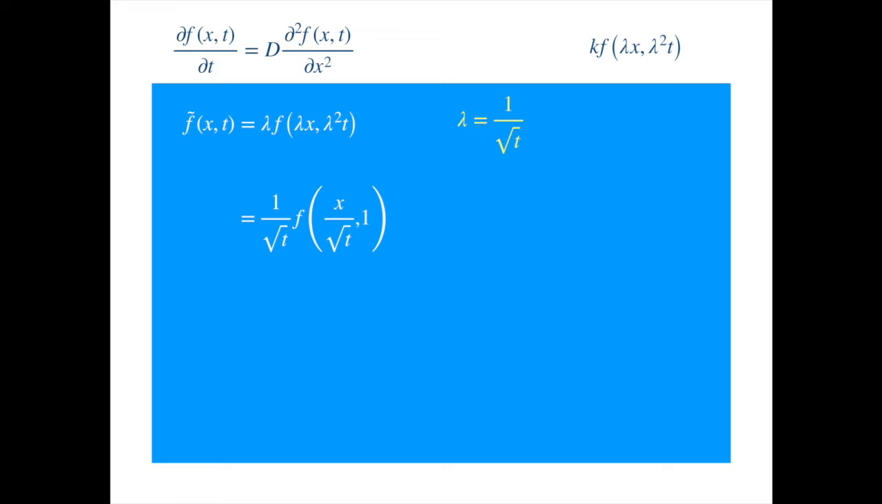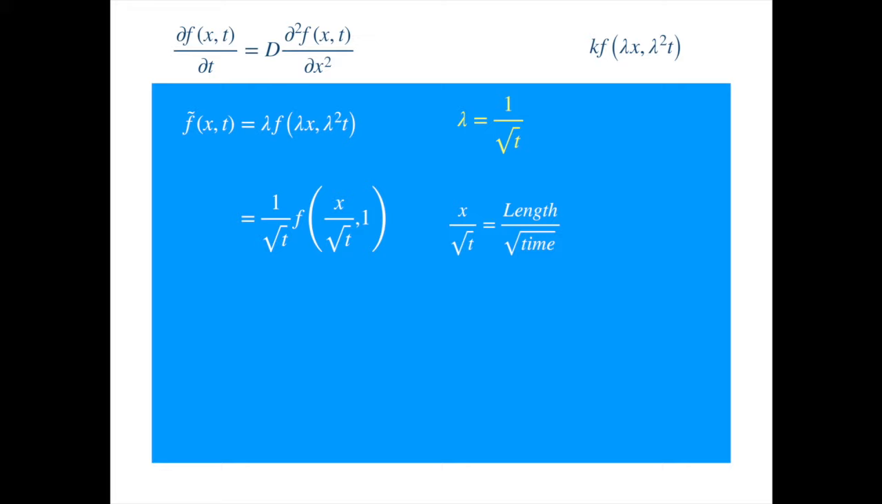But we want this function to be dimensionless so that it's independent of the system of units. We know the dimensions of x divided by square root of t is length divided by the square root of time. Remember, x represents the distance along the horizontal axis and t is time. So what's the best way to make it dimensionless? The answer is in the diffusion equation.